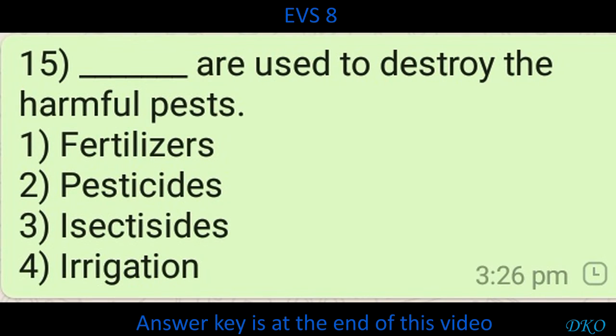Question number 15. Dash dash are used to destroy the harmful pests. Option number 1 is fertilizers, option number 2 is pesticides, option number 3 is insecticides, and option number 4 is irrigation.